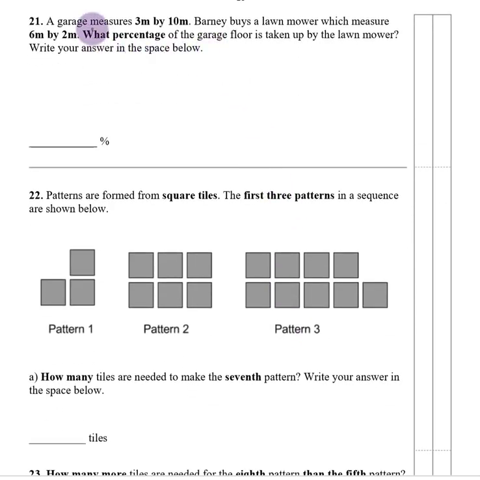Number 21, a garage measures 3 meters by 10 meters. Barney buys a lawnmower which measures 6 meters by 2 meters. What percentage of the garage floor is taken up by the lawnmower? So effectively what we've got is our garage here, and it's 3 meters by 10 meters. And then we've got our lawnmower, which is 6 meters by 2 meters. So this is 6 meters by 2 meters.